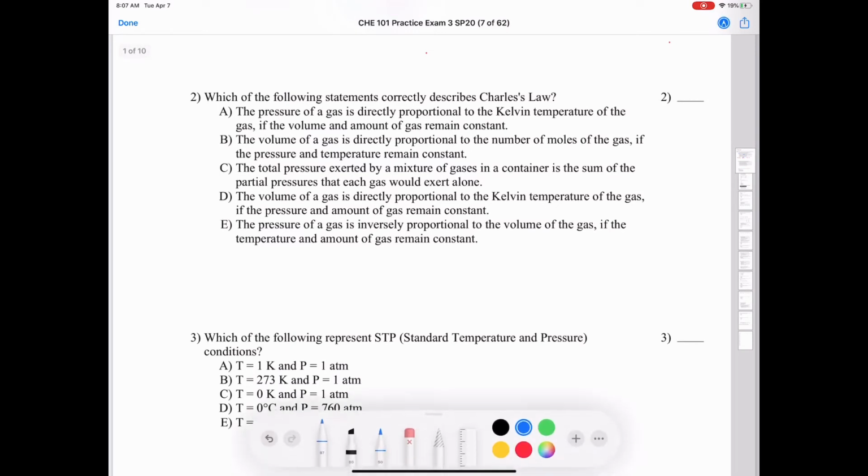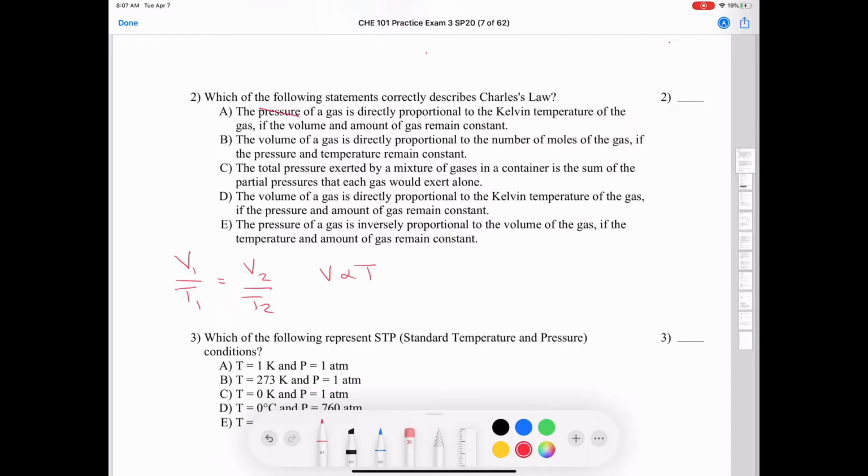Question number 2 asks, which of the following statements correctly describes Charles' law? So you should be aware of what Charles' law is, and that is volume 1 over temperature 1 is equal to volume 2 over temperature 2. So based off of this, we can see that volume and temperature are directly proportional to each other. So if we look at the first answer, the pressure of a gas is directly proportional to the Kelvin temperature. Charles' law has nothing to do with pressure. In fact, pressure and number of moles should be constant in Charles' law.